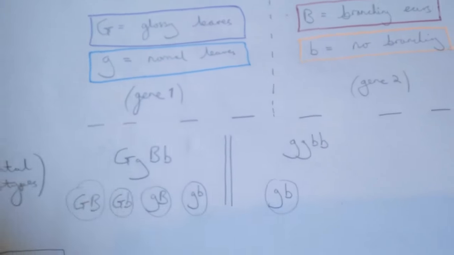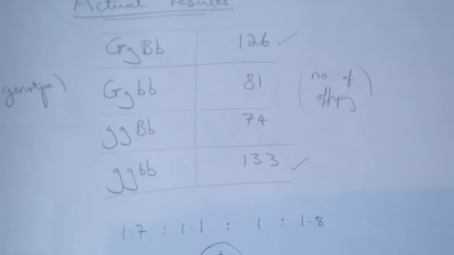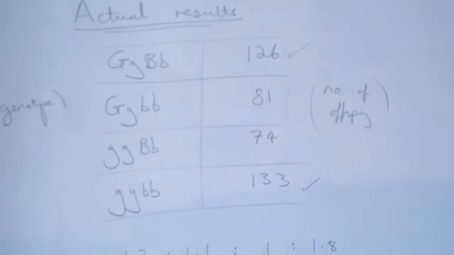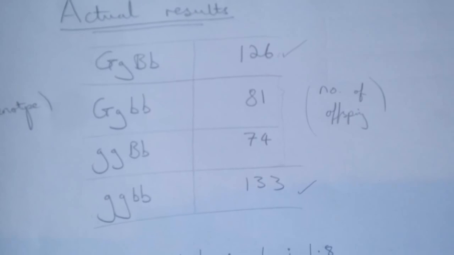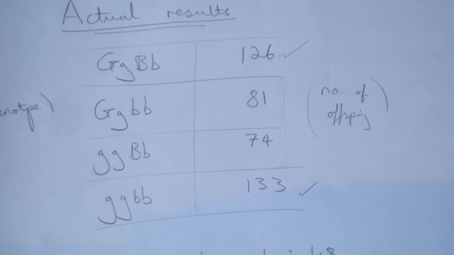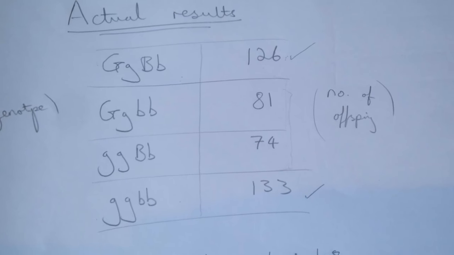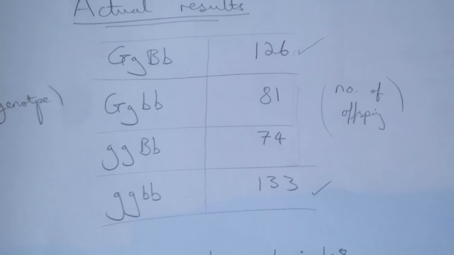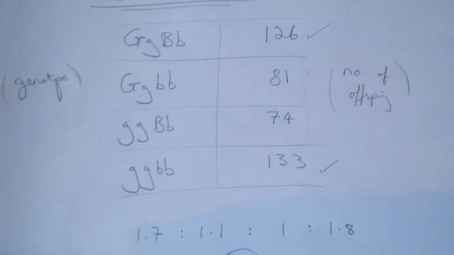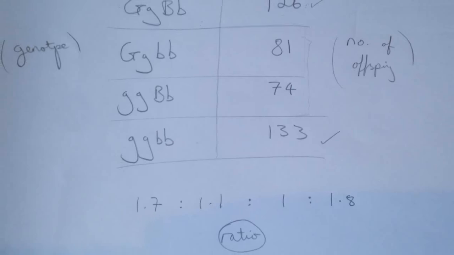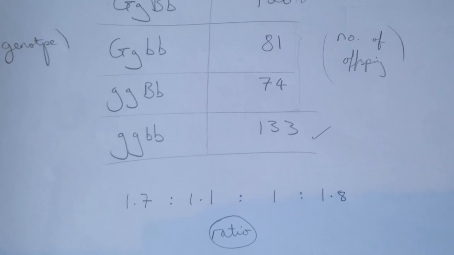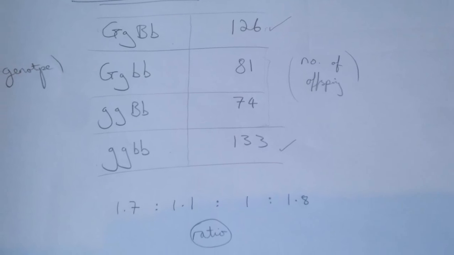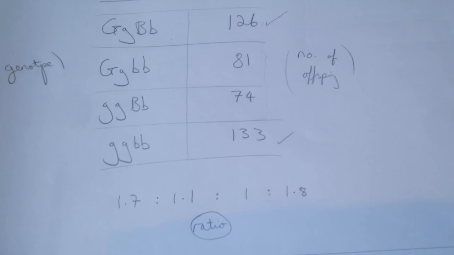The parents' genotypes are the most abundant genotypes in the offspring, and this is the first sign of autosomal linkage. If you see large numbers of genotypes that are the same as the parents' genotypes, you know you're working with autosomal linkage. So this actual given ratio is 1.7 to 1.1 to 1 to 1.8. You don't need a statistical test to tell you that that is not the same as the expected. In fact, that is quite significantly different.